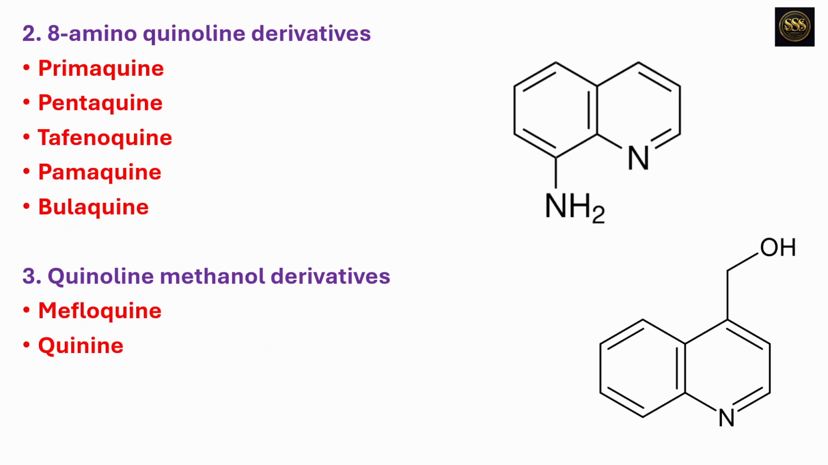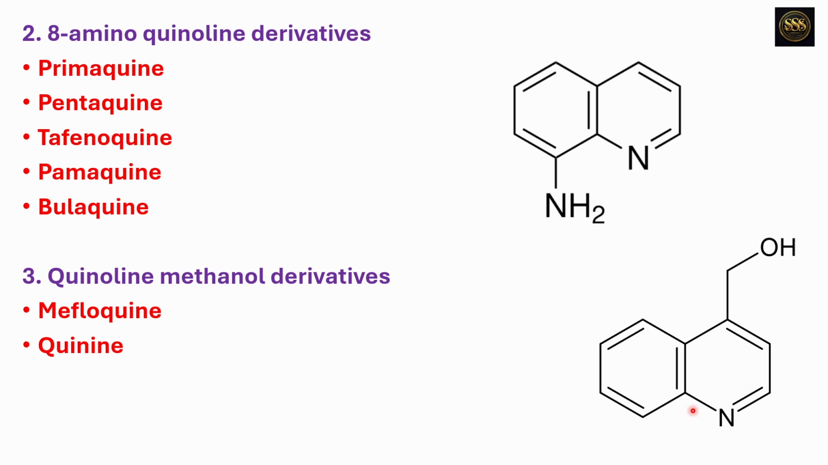Okay. So next is 8-aminoquinoline derivatives. 8-aminoquinoline derivatives means an amino group is attached at the 8th position. So 1, 2, 3, 4, 5, 6, 7, 8. At the 8th position there is an amino group. Which are the drugs which come under this category? Primaquine, pamaquine, tafenoquine, plasmaquine, and bulaquine. So these are the drugs which come under 8-aminoquinoline derivatives. So 4-aminoquinoline derivatives and 8-aminoquinoline derivatives.